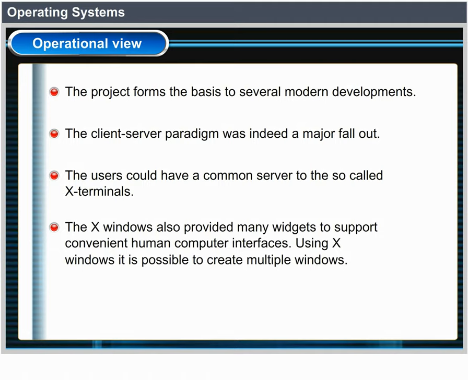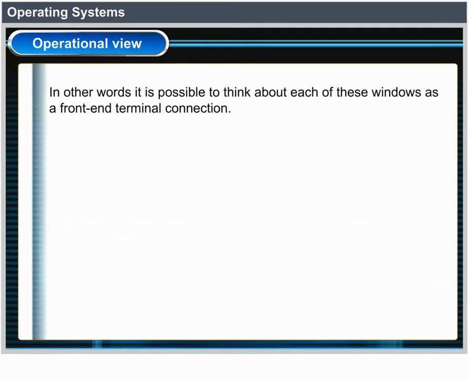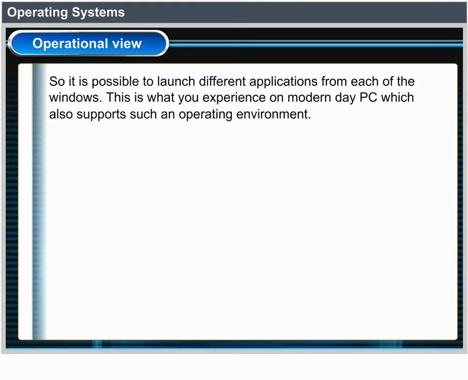Using X windows, it is possible to create multiple windows. In fact, each of the windows offers a virtual terminal. In other words, it is possible to think about each of these windows as a front-end terminal connection. So it is possible to launch different applications from each of the windows. This is what you experience on a modern-day PC, which also supports such an operating environment.